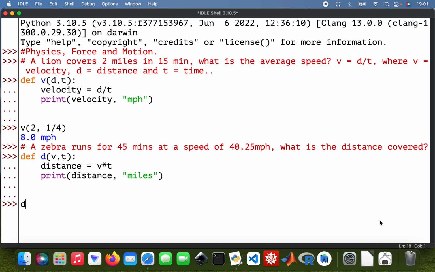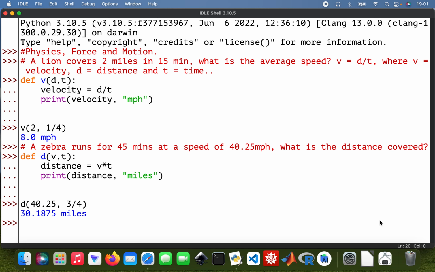So breaking that out, so d, 40.25 as my velocity, and then the time is going to be 3/4 of an hour. So there we are.